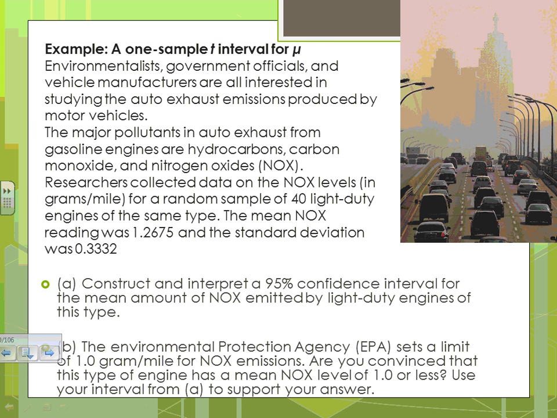All right, a one sample T interval for mu. Environmentalists, government officials, and vehicle manufacturers are all interested in studying the auto exhaust emissions produced by motor vehicles. The major pollutants in auto exhausts from gasoline engines are hydrocarbons, carbon monoxide, and nitrogen oxides. Researchers collect data on the NOx levels in grams per mile for a random sample of 40 light-duty engines of the same size. So it tells us the mean reading and the standard deviation, and that was for a sample of 40. So here, that's going to equal x bar, because it's a sample, and this will equal s sub x, because it's a sample.